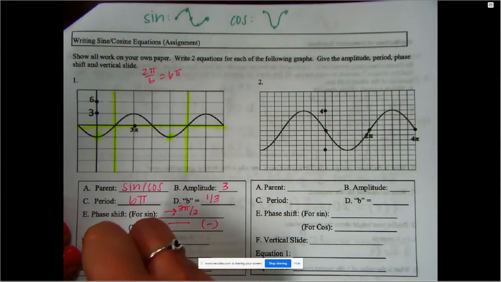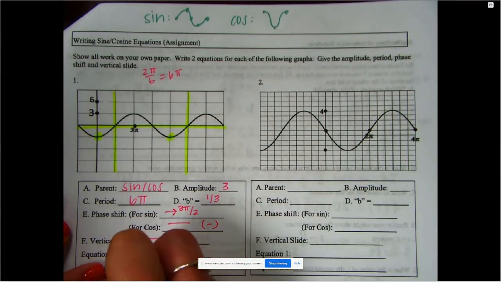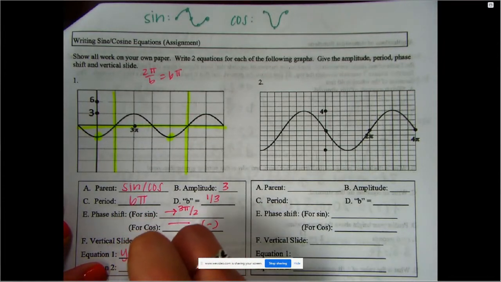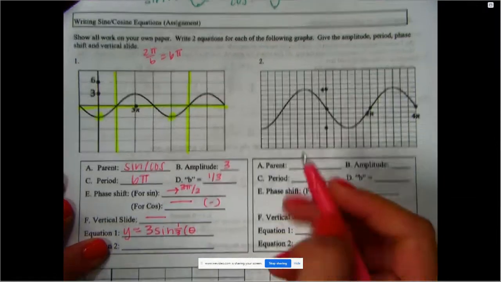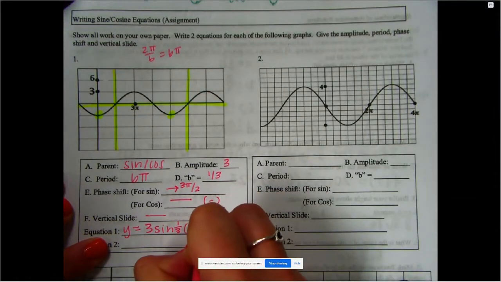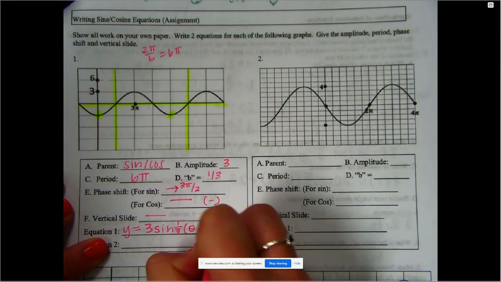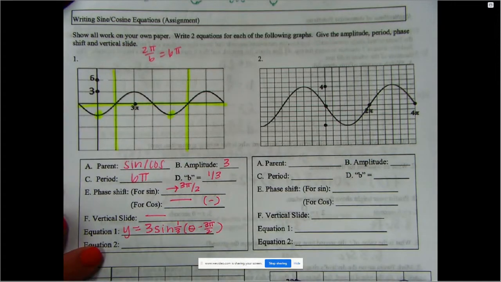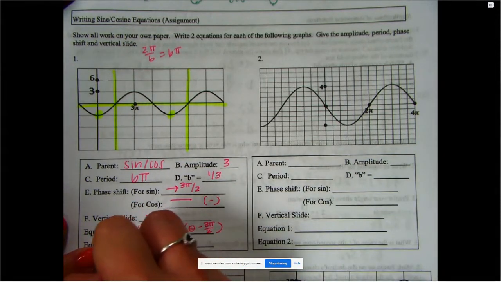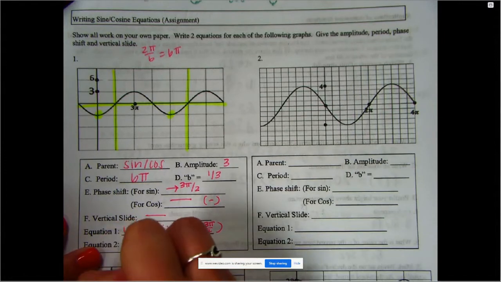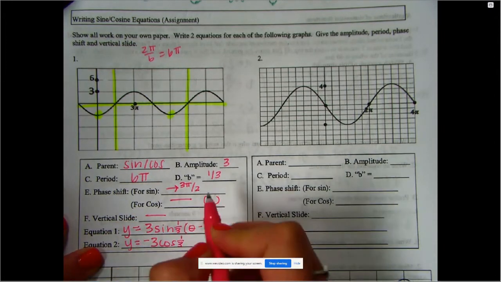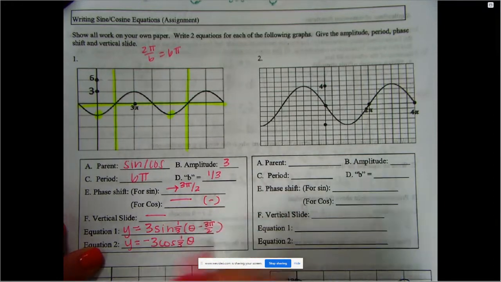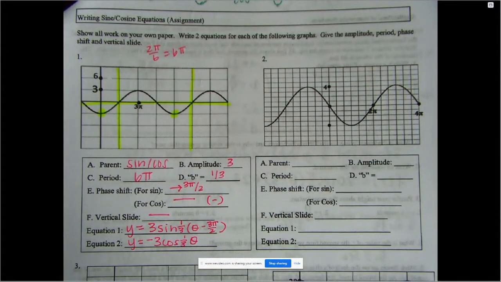So I'll do sine first. So amplitude is 3, sine, b is 1/3, parentheses theta. We went to the right 3 pi over 2, so minus 3 pi over 2. And there was no vertical slide. For cosine, y equals, remember we have negative, so negative 3 cosine 1/3, and then we don't have a phase shift, so I'm just putting theta.